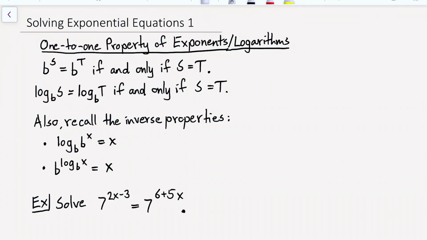Let's look at how we can use some of the properties of exponents and logarithms to solve exponential and logarithmic equations. Here are some major properties we will rely on as we solve equations.